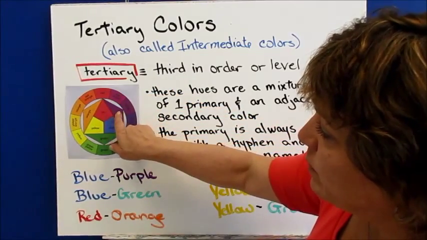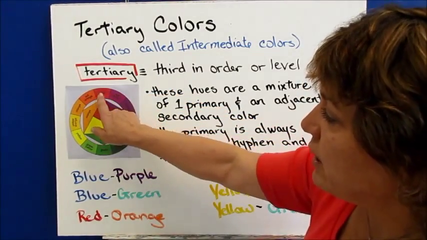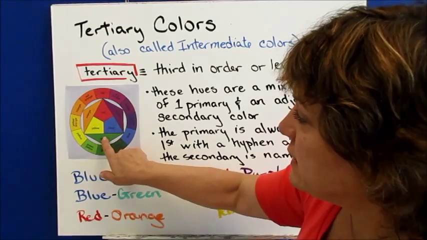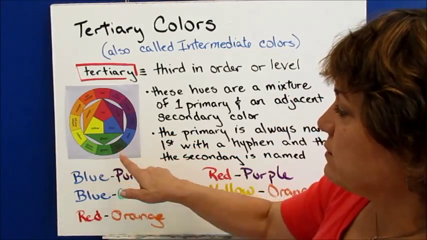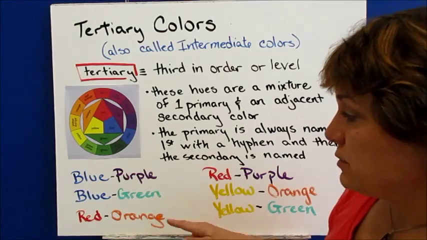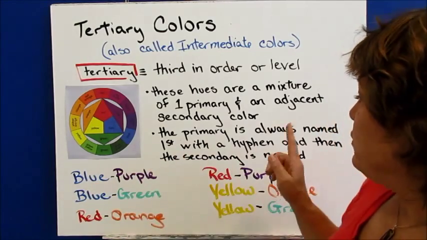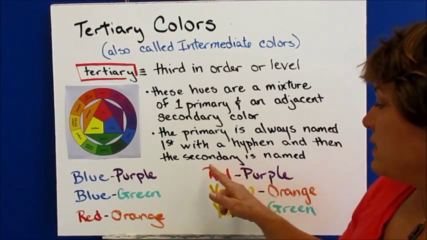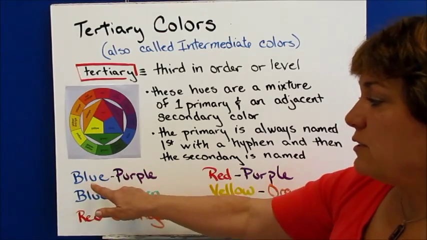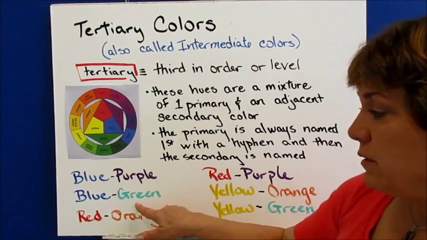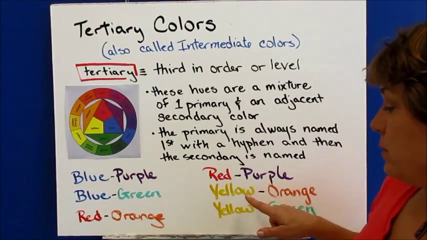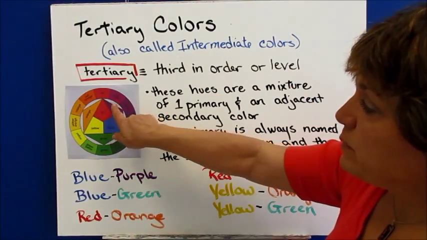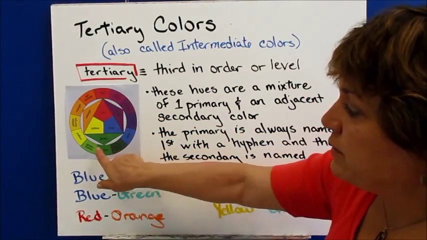Between red and purple we get a red purple. It's half red, half purple. It's the third level. Primary is the first level, secondary is the second level, tertiary is the third level. There are 6 tertiary colors. We name each of these always using their primary color first, a hyphen, and then the secondary color. So our tertiary colors are blue purple, blue green, red orange, red purple, yellow orange, and yellow green. These will be placed in between throughout here.